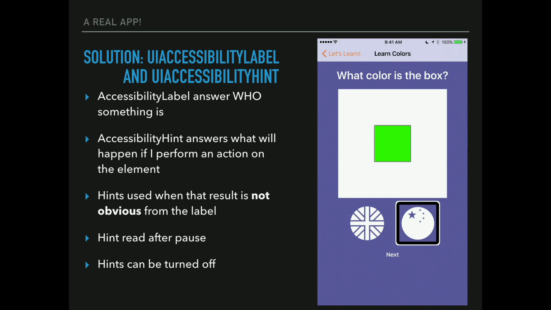So that gave us both the label, English answer, button, and it gave us a little more information if we weren't clear what that button did. Now, you might be wondering, I don't think users needed that hint. And you might be right. But that's why hints are read after a pause. So users can skip them, and they can even turn them off at the system level. So generally, it's not a big deal if you add a little extra information into that hint.